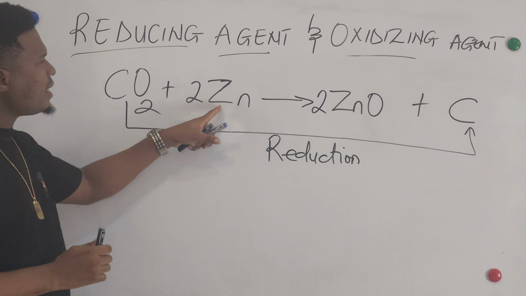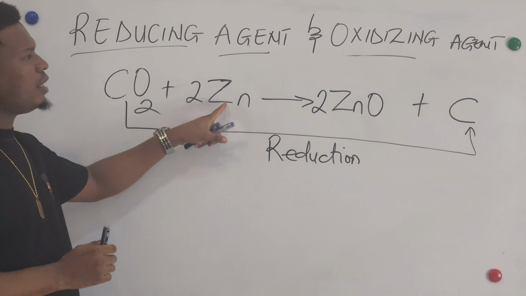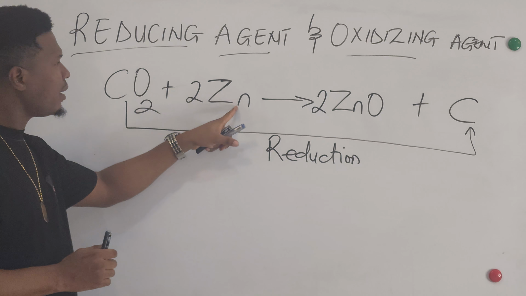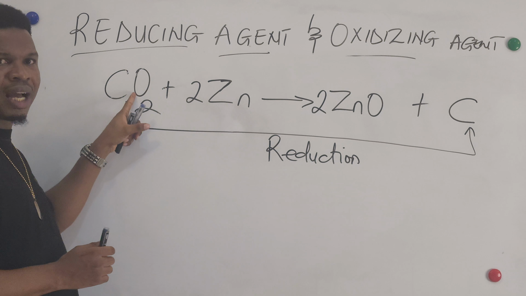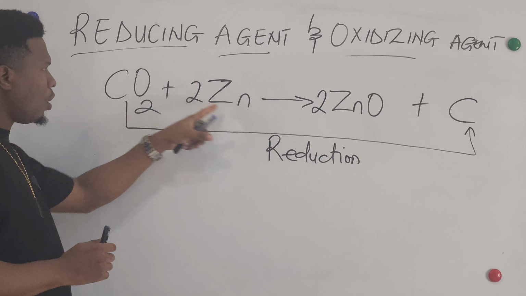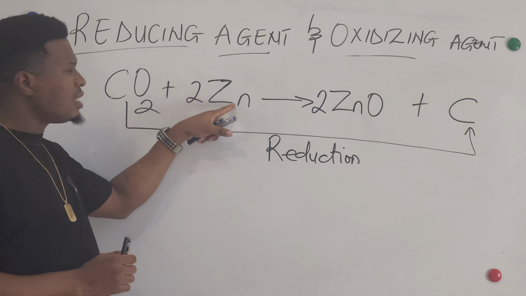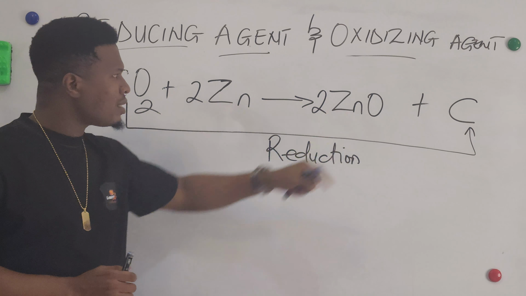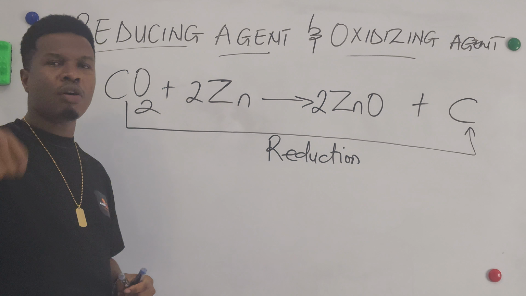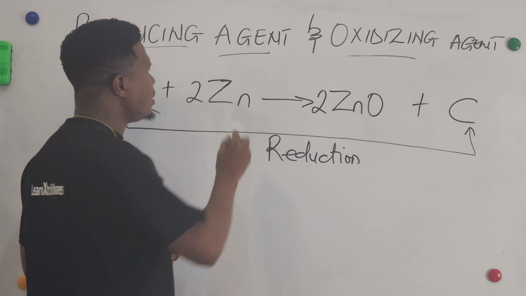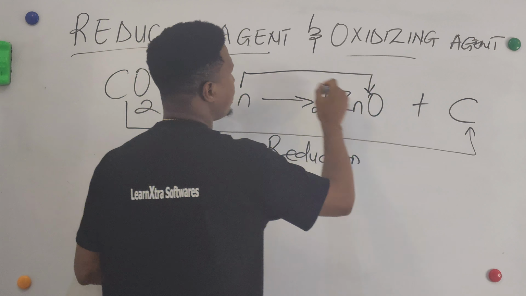Good. Now, zinc here is in a free state. In a free state, oxygen was added to this zinc to form zinc oxide. So there is addition of oxygen to zinc to get zinc oxide. So remember, addition of oxygen is what? Oxidation. So this is an oxidation reaction.